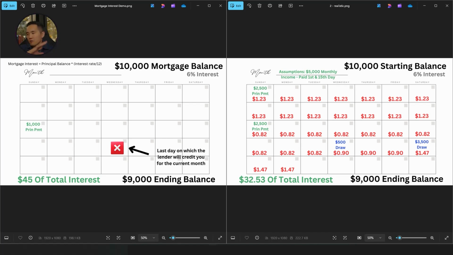All right. Now, some of you might say, well, Sam, mortgages also use daily interest. Some mortgages do. They're very rare, at least here in the United States. Most conventional mortgages that most people get today are going to be monthly interest. Okay. Most mortgages do not use daily interest. All right, again, fact check me on that too.